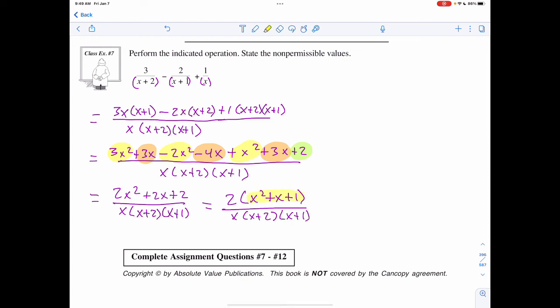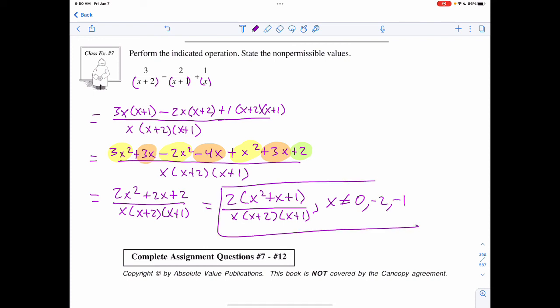But this is not factorable any further, which means that there isn't a common factor in the numerator and denominator, and then I just need to take my lowest common denominator and find all my non-permissibles. So this is true so long as x does not equal either 0, -2, or -1. And there's my final answer.